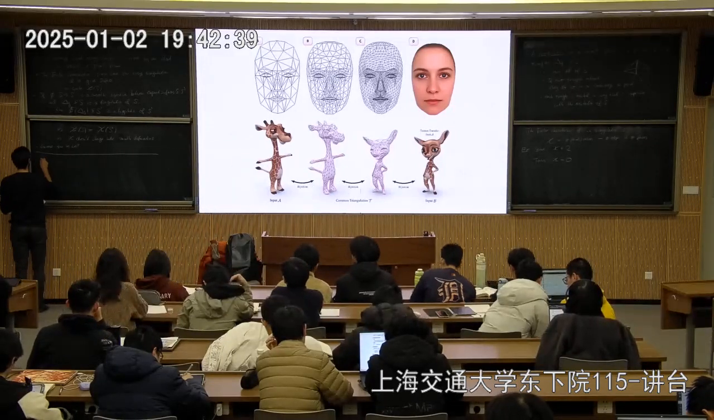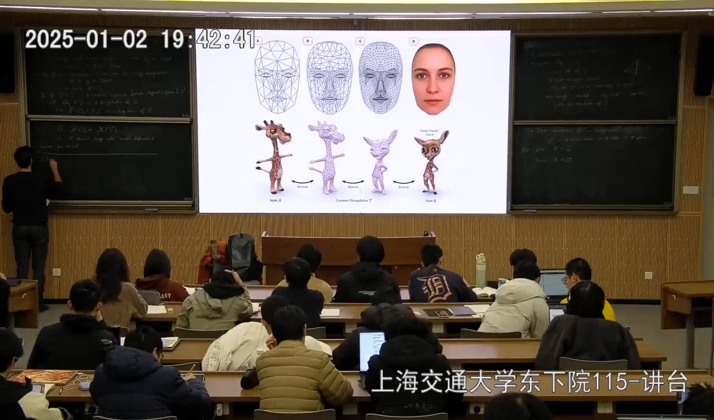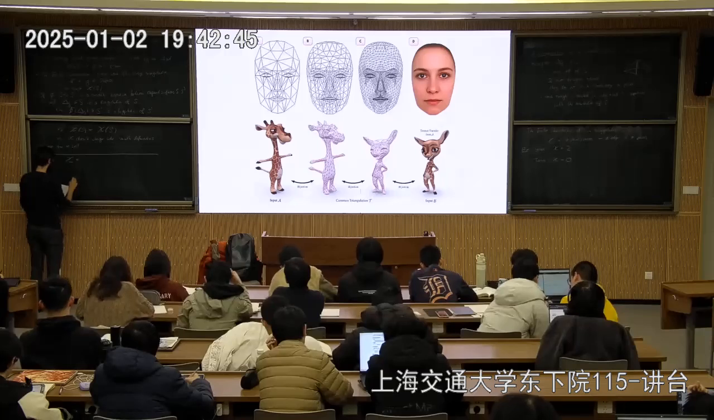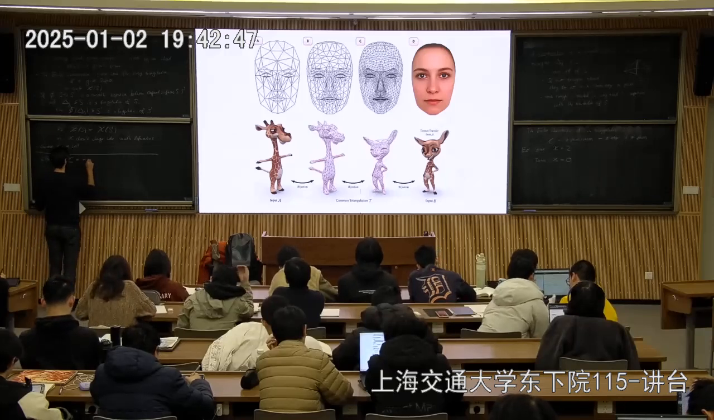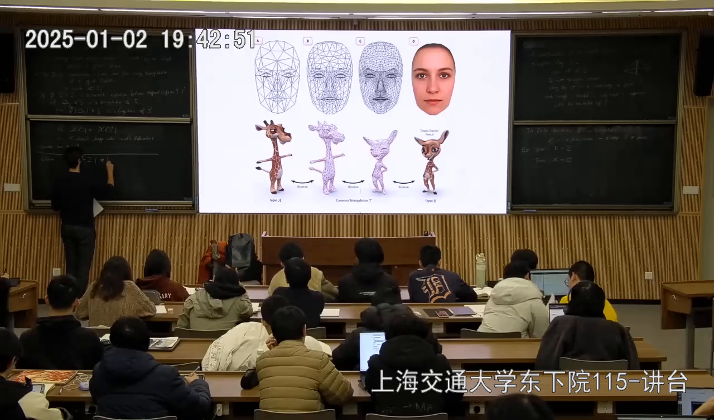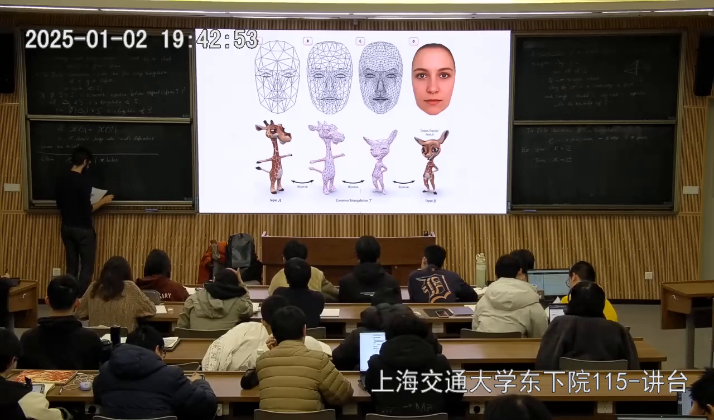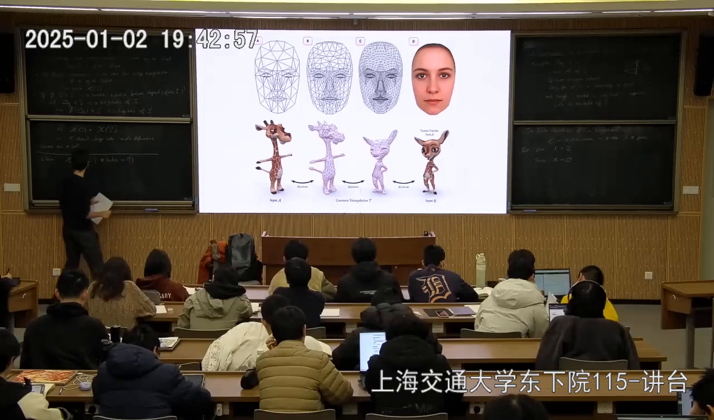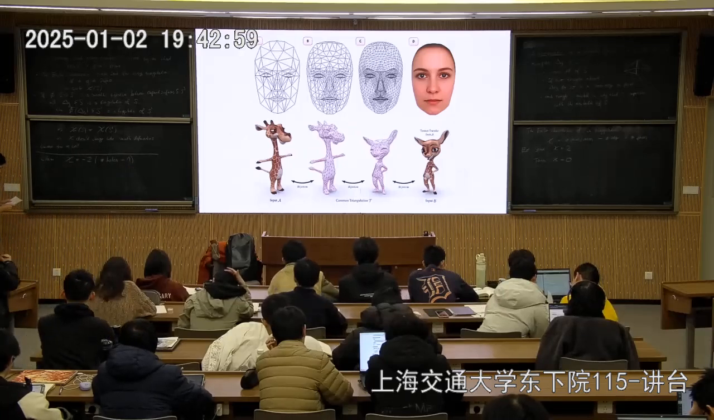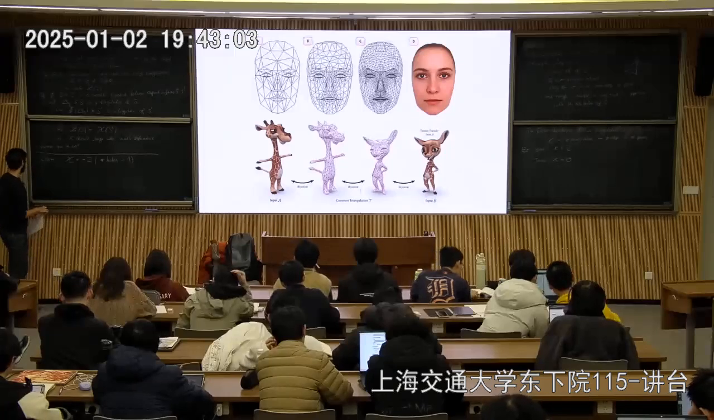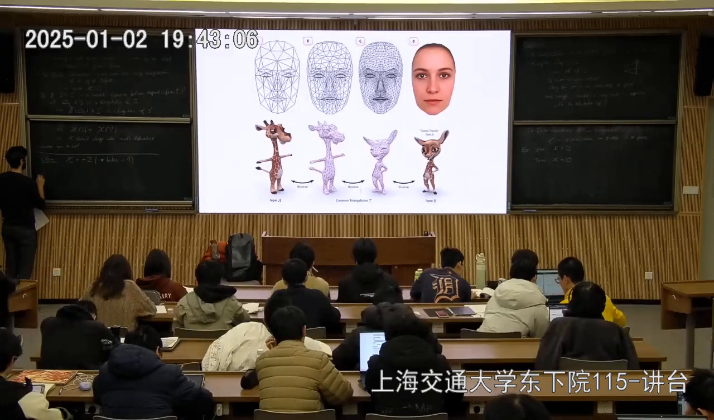And the claim here is the following: that the Euler characteristic is 2 minus 2 times the number of holes. So the proof is kind of by induction.